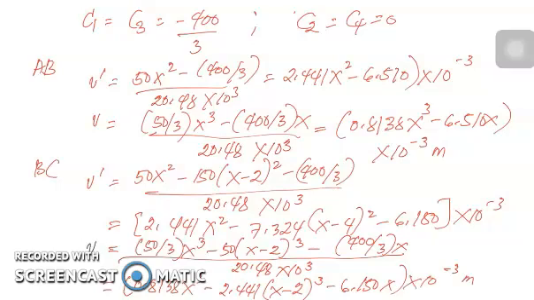Now we're going to identify our maximum displacement. So we're going to compute now for the maximum displacement. Maximum displacement occurs where the slope of the elastic curve is 0. So for this beam, that will occur at segment AB. So we set V prime equal to 0 at segment AB.